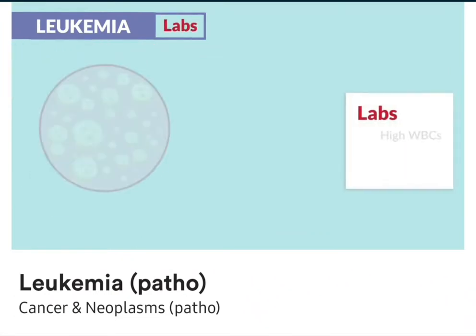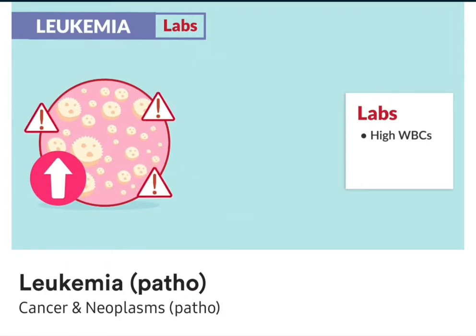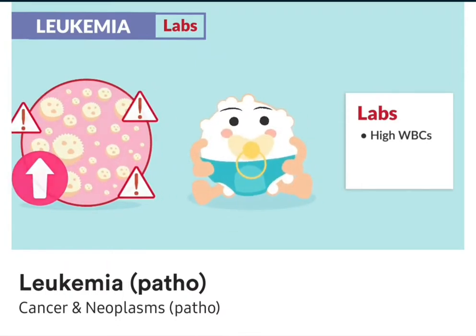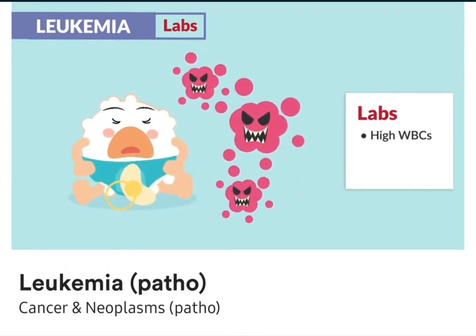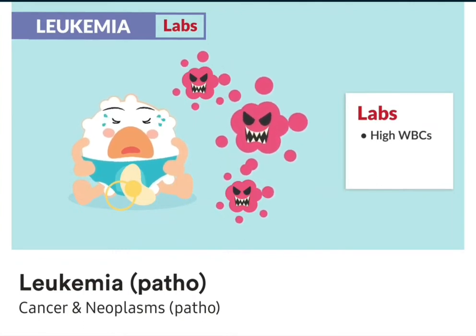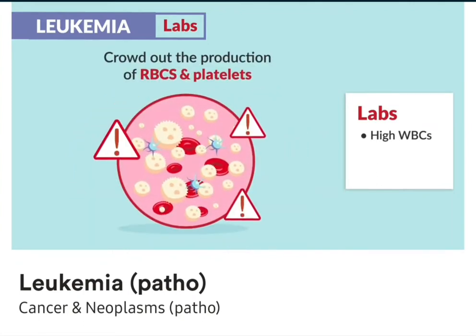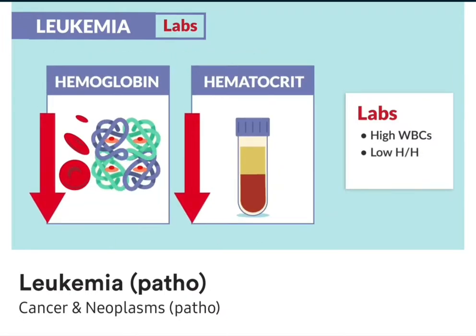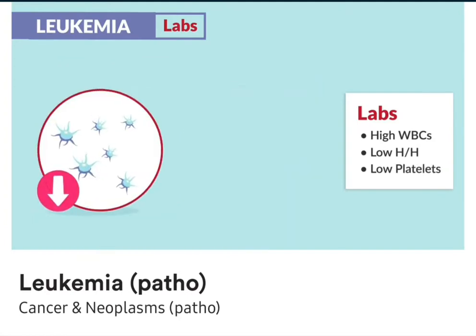Now in terms of labs, we have high WBCs, but they are very immature and too young to fight infection. So we call them baby WBCs that crowd out the production of RBCs and platelets. So naturally, we see a low H&H, that low hemoglobin and hematocrit, and low platelets, which leads to higher risks for bleeding.